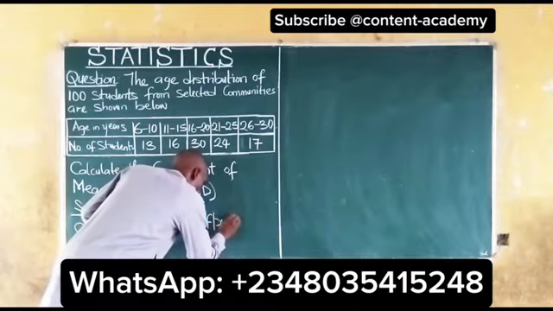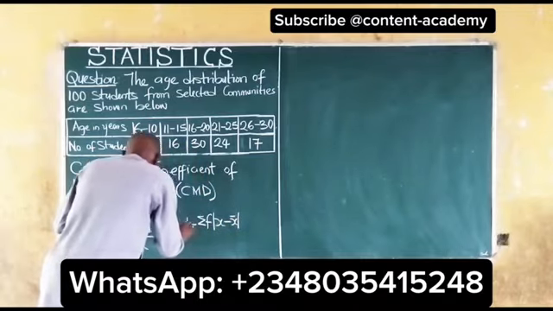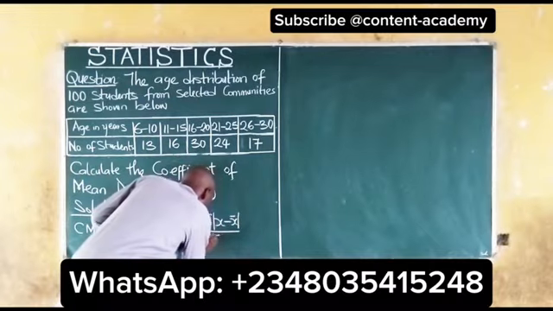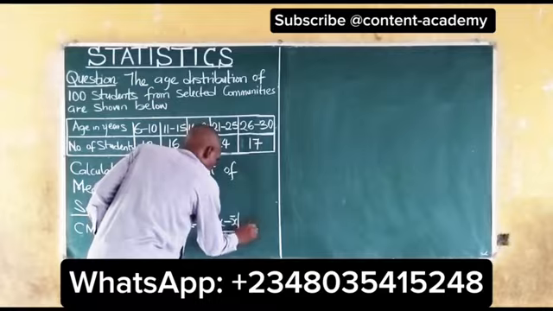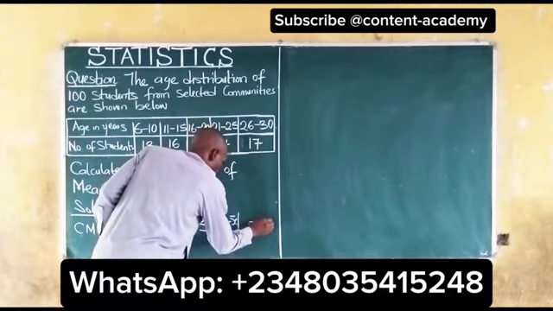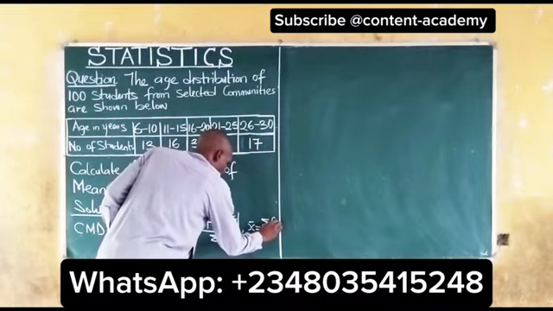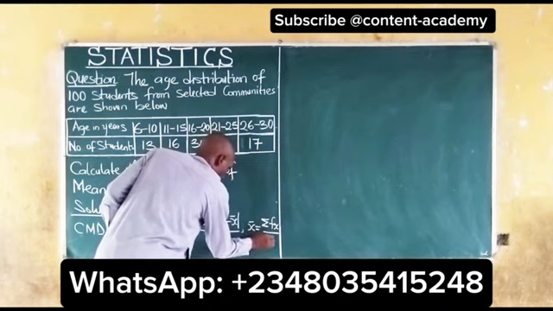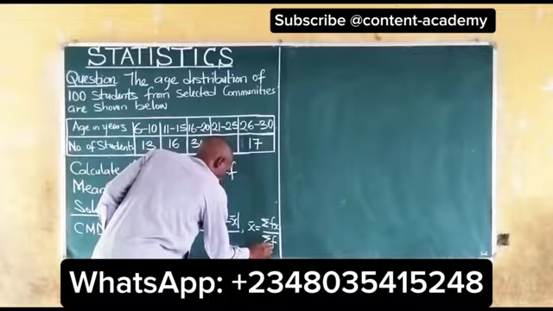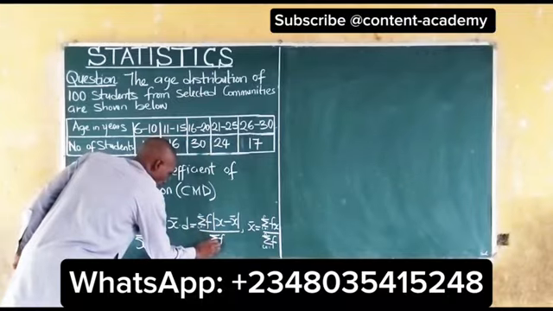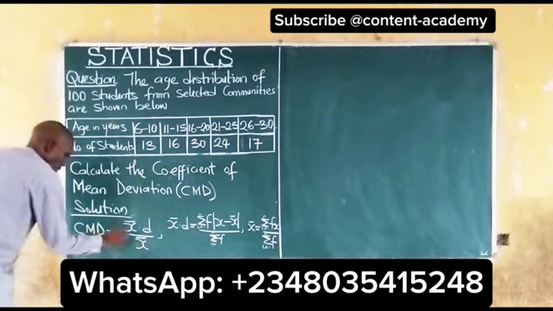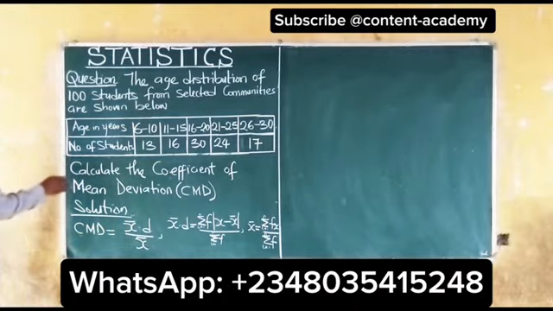the summation of f of x minus x bar, all over summation of f. And we also know that our mean is equal to summation of f x all over summation of f, as i runs from 1 to n. So this is what we have to compute.